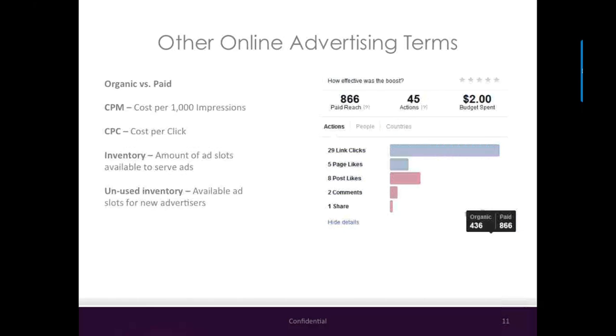Pardon me. So as we roll through Facebook, we're going to talk about some things, organic versus paid. Organic is often called earned media. You get it because your stuff is interesting and you've earned it.